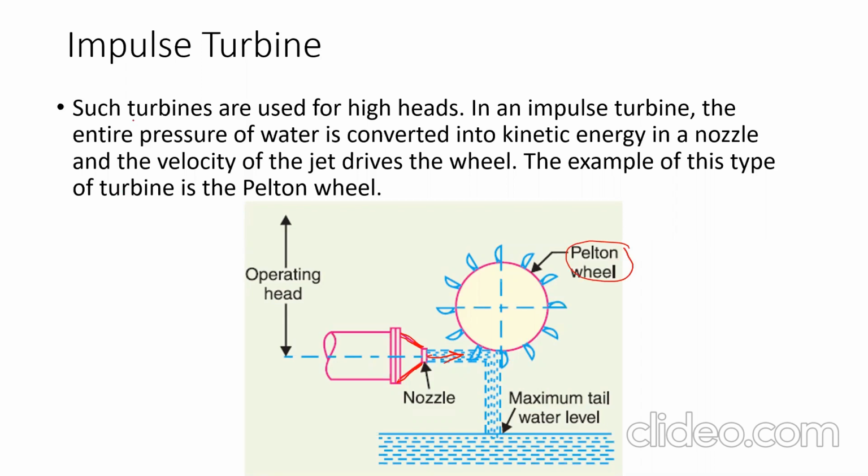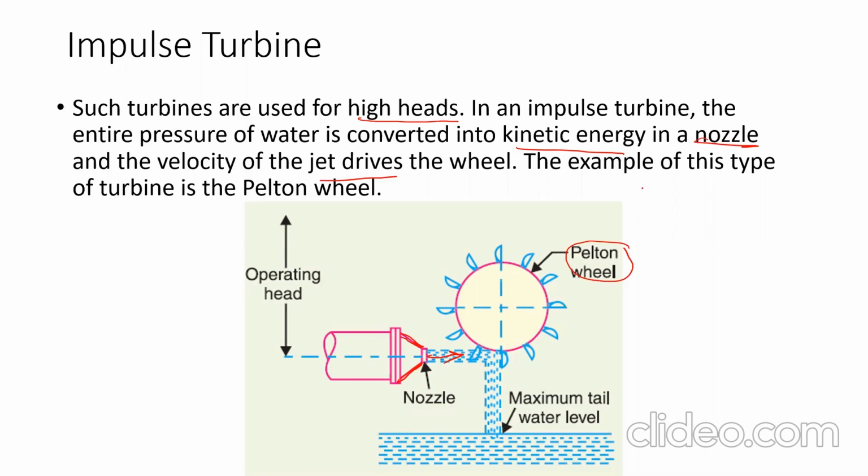Impulse type turbines are used for high heads. Where there is a high head, impulse turbines are used. In an impulse turbine, the entire pressure of water is converted into kinetic energy in a nozzle, and the velocity of the jet drives the wheel. Jet means this water flow: a very narrow water flow with high pressure is nothing but a jet of water.